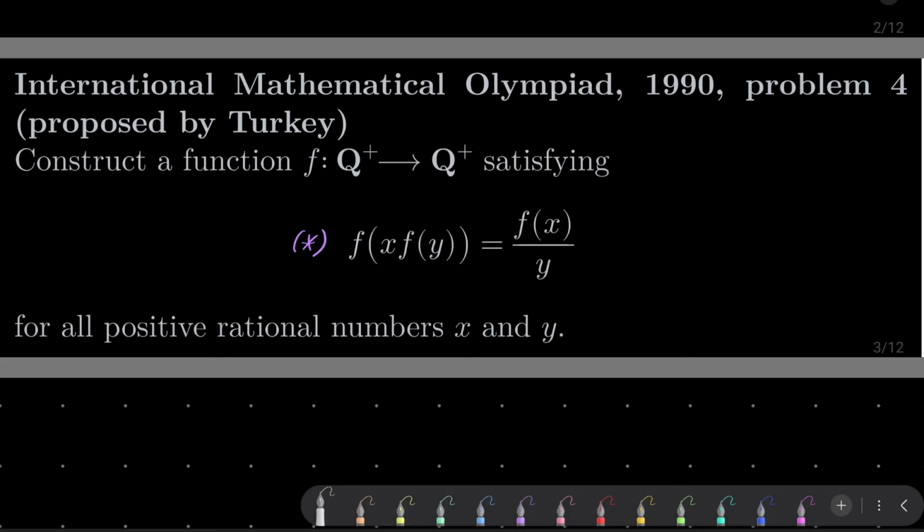Hello friends, in this video I'd like to solve the following problem from the International Mathematical Olympiad 1990, problem number 4, proposed by Turkey. We wish to construct a function f from the set of positive rational numbers into itself, satisfying this equation: f of x f of y equals f of x over y for all positive rational numbers x and y. So it's a very interesting problem because we just need to construct one function. Just one is needed. Here are my hints.